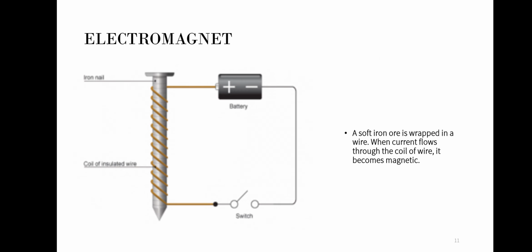Next is electromagnet. Now in electromagnet there is a soft iron core that is wrapped in a wire, and when current flows through the coil of wire it becomes magnetic.